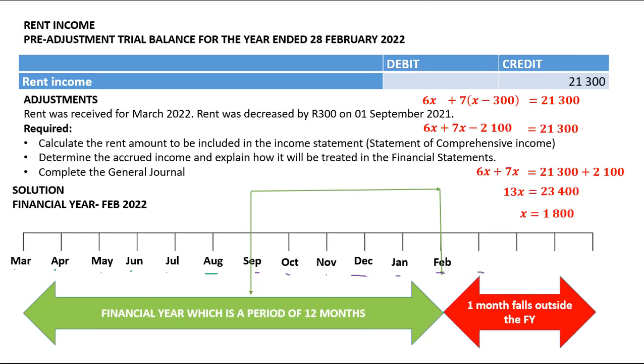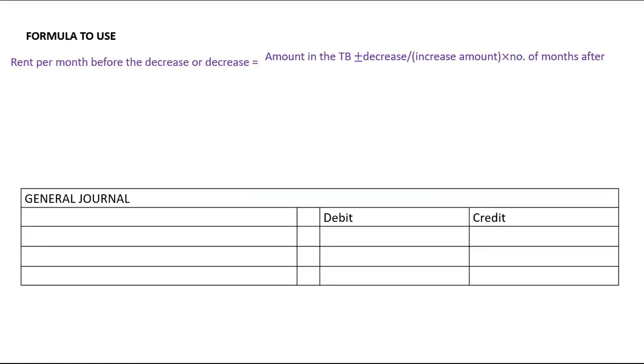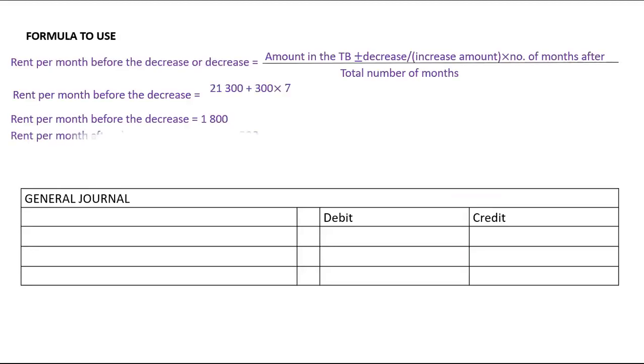And obviously this will give you 1,800. So when you reduce that 1,800 by 300, it'll give you 1,500, which was for March. We need to get rid of that by debiting our rent, or use the formula I said: if it's an increase, it'll be plus the increased amount times the number of months after the increase. If it's a decrease, it'll be minus the decreased amount times the number of months after the decrease, and divided by the total number of months over which that rental income was received.